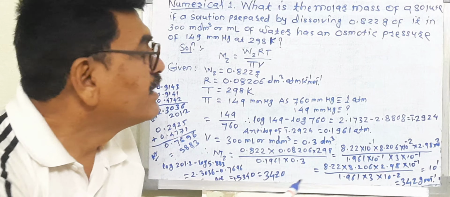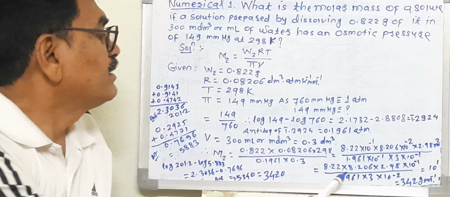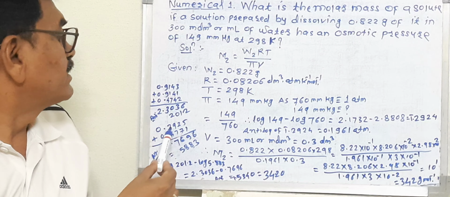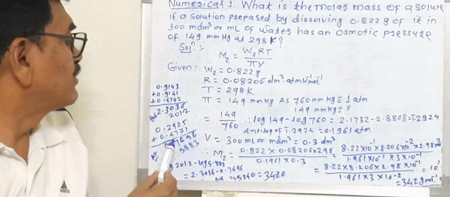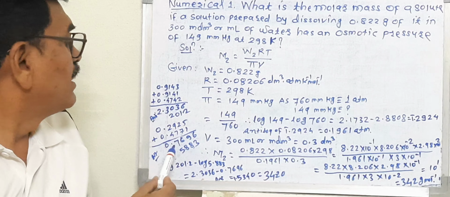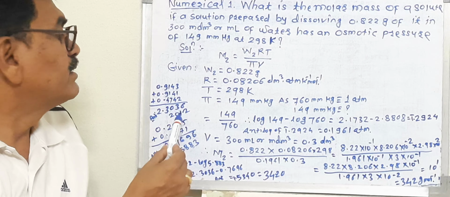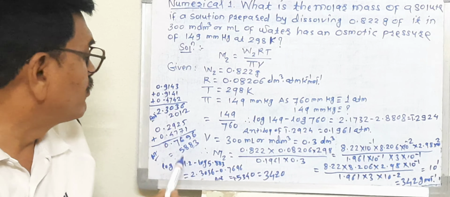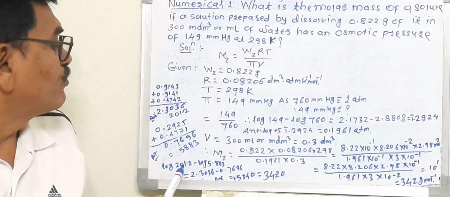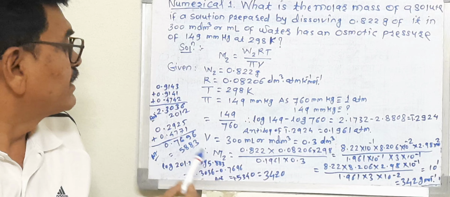Then similarly, solve the terms which are present in the denominator. For 1.961, the log of this is 0.2925, and the log of 3 is 0.4771. By addition we will get 0.7696, and the antilog of this is 5.883. Now divide the term present in the numerator by the denominator term. This is solved with the help of log: log of 201.2 minus log of 5.883.